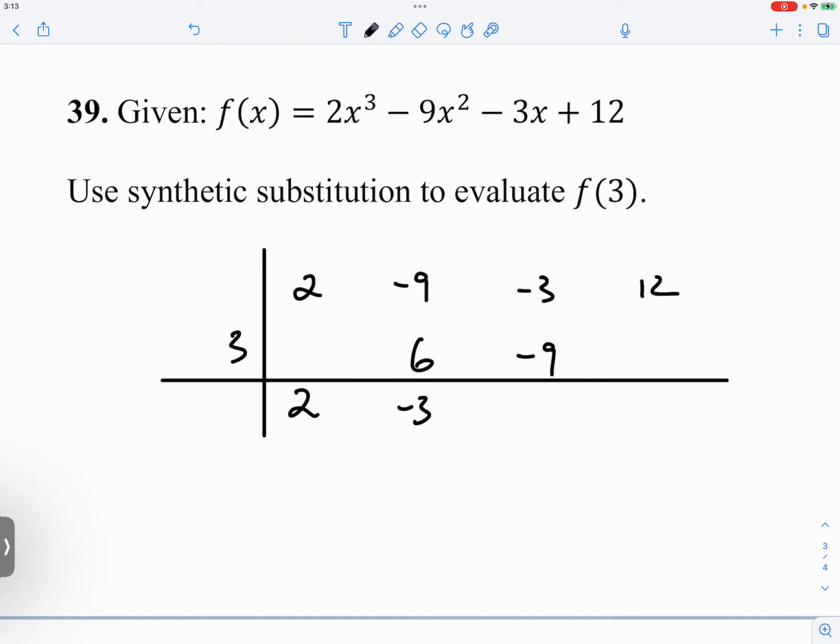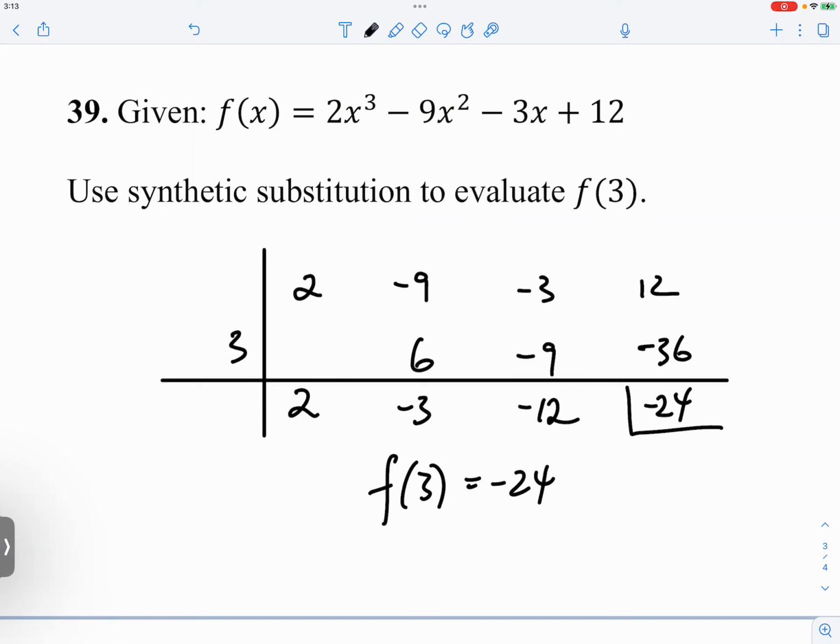Negative 9 times plus is this. Okay, negative 12 times 3 is negative 36. Negative 36 plus 12, it's negative 24. So this too happens to be negative 24. Okay, so as you can see, it's really easy.